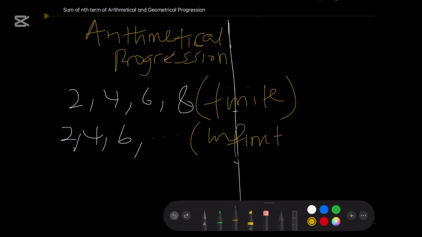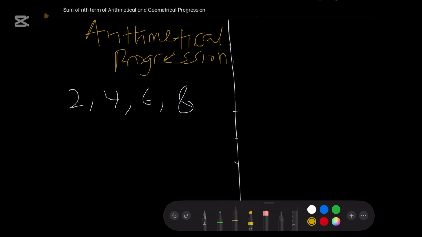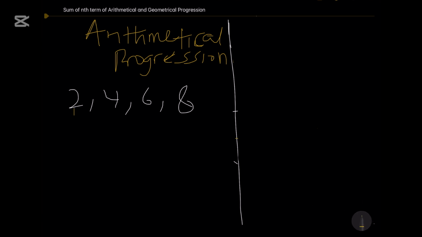So now, taking for example a finite AP, how do we calculate the sum of nth term? So calculating the sum of nth term, what do we simply do? We already know this is our first term, this is our second term, this is our third term, and this is our fourth term.